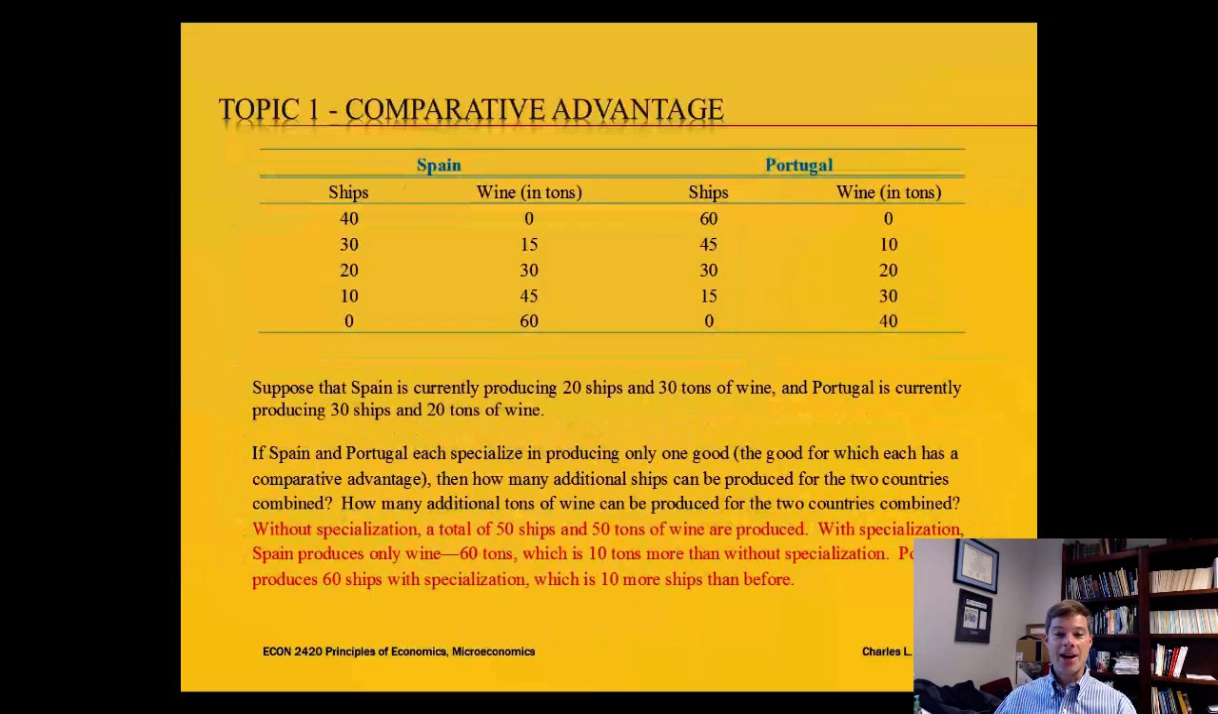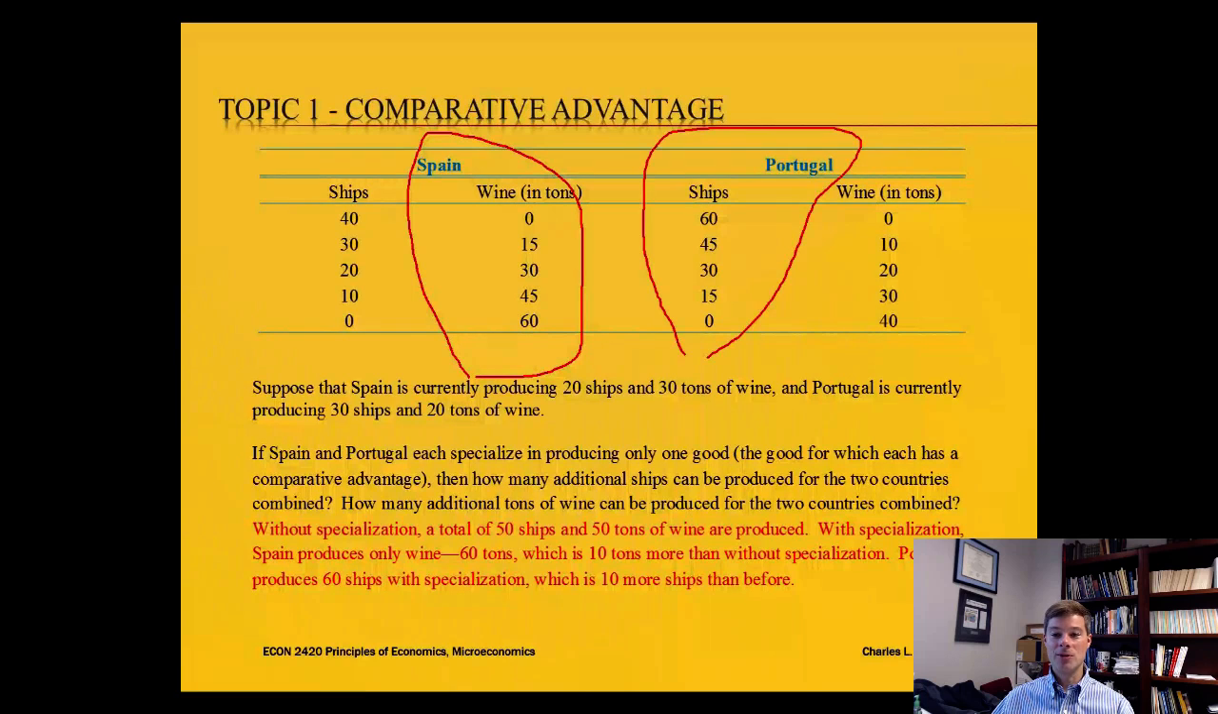So let's have each country specialize in doing more of what it's best at. Let's have each country produce only that good for which it has a comparative advantage. That means Spain is only going to produce wine. Portugal is only going to produce ships. In particular, Portugal will produce 60 ships and Spain will produce 60 tons of wine. And then we'll have trade and we'll see whether the countries are better off with specialization and trade.